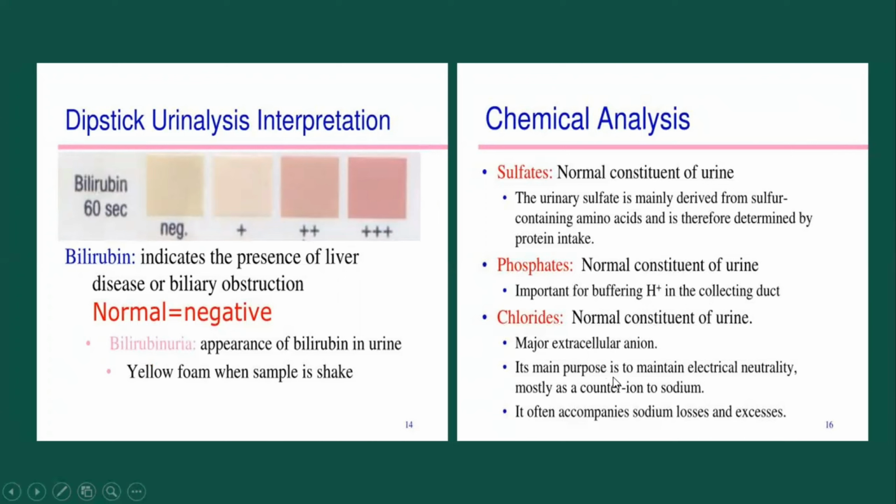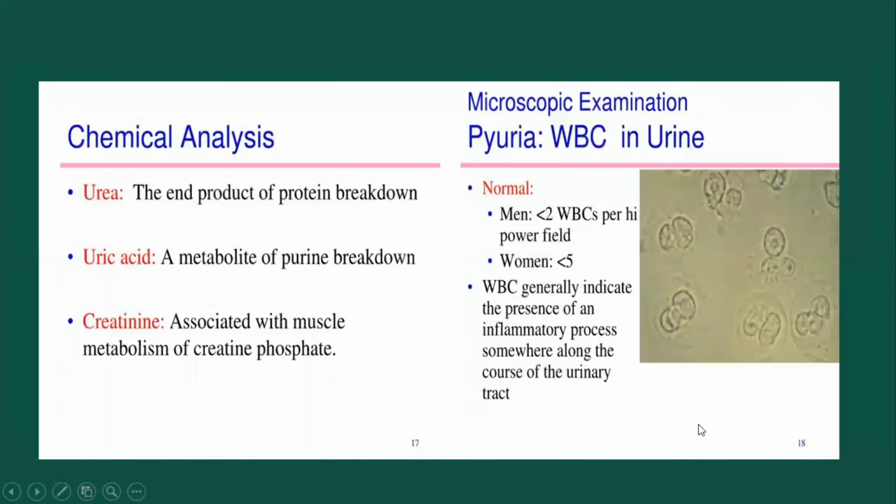Chloride, a normal constituent, is the major extracellular anion. Its main purpose is to maintain electrical neutrality, mostly as a counter ion to sodium, and it often accompanies sodium losses and excess. Urea is the end product of protein breakdown. Uric acid is a metabolite of purine breakdown. Creatinine is associated with muscle metabolism of creatine phosphate.